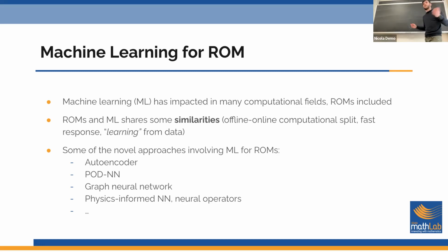So first of all, of course, you are scientists, so I don't have to explain so much the popularity of machine learning in basically all contexts. Instead, I just want you to think about the similarity between standard machine learning and reduced order modeling techniques. Because in both cases, you have the offline-online split from the computational perspective, in the sense that you need a lot of time to prepare your model.